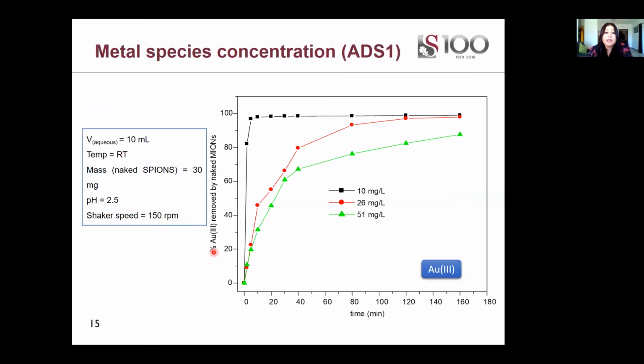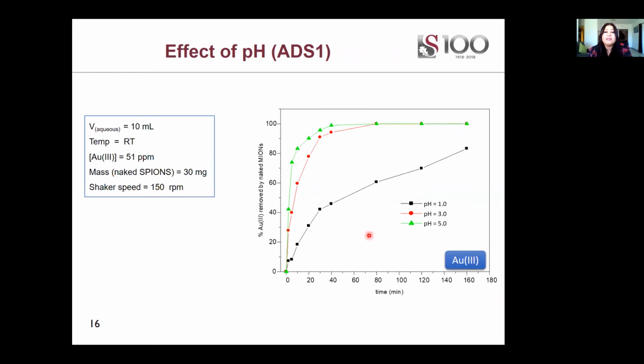So when we looked at the effect of the metal species, it could be clearly seen that the more metal concentration you have, the lower your extraction rate would be. And of course, that makes a lot of sense.